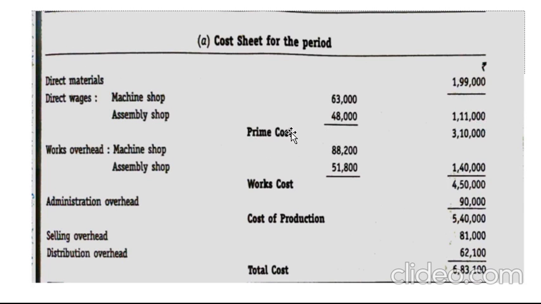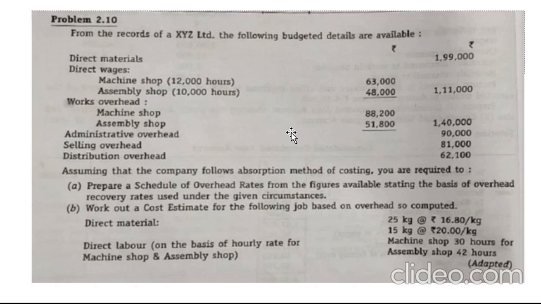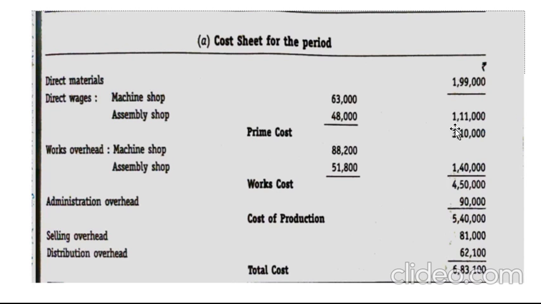After your prime cost, you need to find out your works overhead. So your works overhead information is, machine shop will charge 88,200, and assembly shop's works overhead will be 51,800. So the total of it is 1,40,000. So you will be considering 1,40,000 as your works overhead. So prime cost 3,10,000 plus works overhead 1,40,000 will give you 4,50,000, which is your works cost.